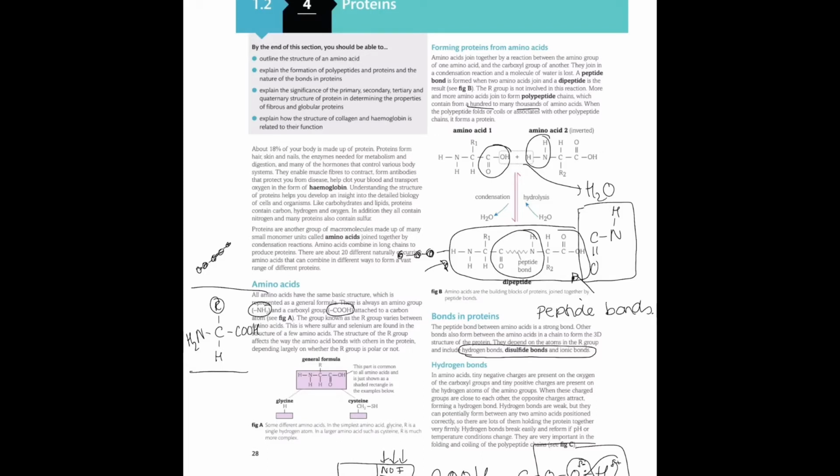Hydrogen bonds are weak, but they can potentially form between any two amino acids positioned correctly. So there are lots of them holding the protein together very firmly. Hydrogen bonds break easily and reform if pH or temperature conditions change. They are very important in the folding and coiling of the polypeptide chains.